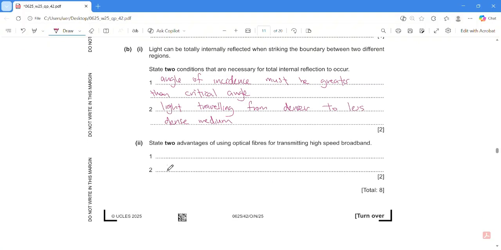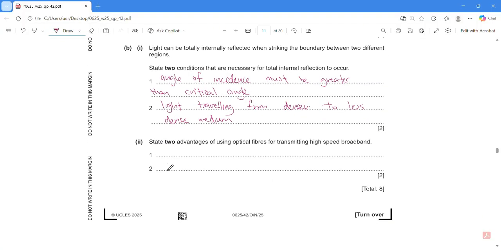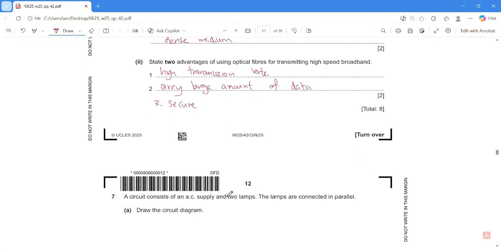Okay, number 2, state 2 advantages of using optical fiber. So why do I want to use optical fiber? First, because of high transmission rate. Okay, second, they can carry a large amount of data. If you want to write a third one, you can say it is more secure, because the data, you need to decode it before you can know what's inside.